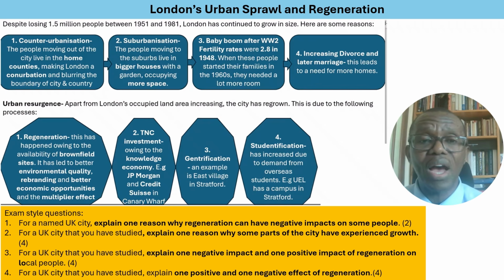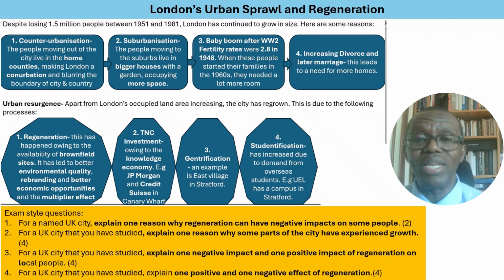Then we have number 3, the baby boom after the Second World War. So after the war, people had a lot more children, and the fertility rates in 1948 were 2.8, which is fairly high. And this implied that when these people grew up and started their families in the 1960s, they needed a lot more room. And of course, needing a lot more room implies that a lot more building had to take place, which then led to urban sprawl here in London.